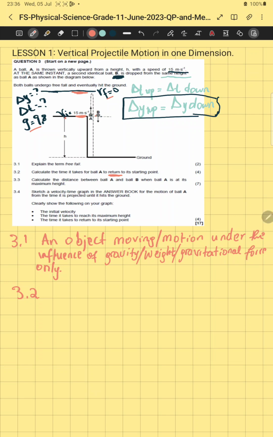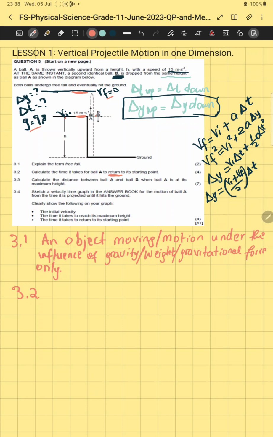So allow me to copy down these equations here. The first one says Vf is equal to Vi plus a delta t. These are the equations of motion, 4 of them. We're going to choose the one that is more suitable for the information in that particular question. By looking at these 4 equations, we cannot use the second one.